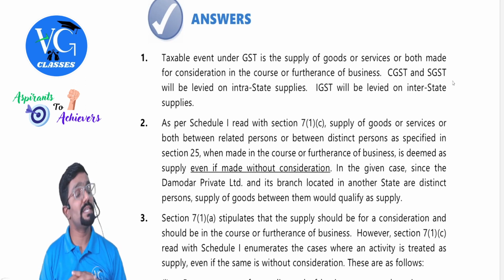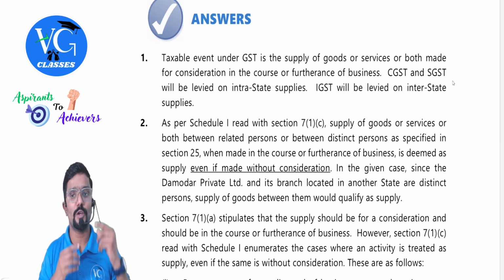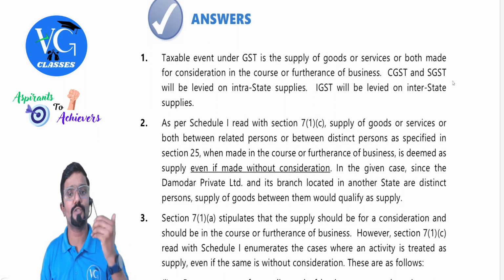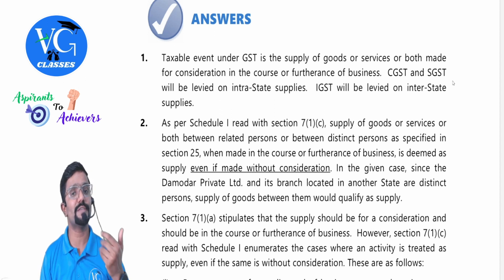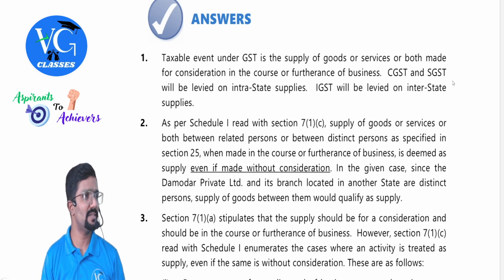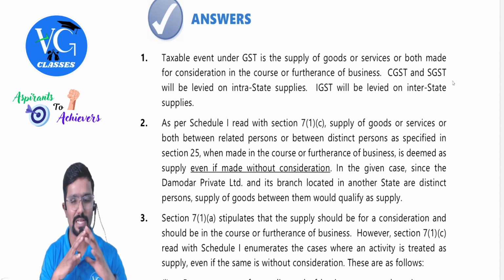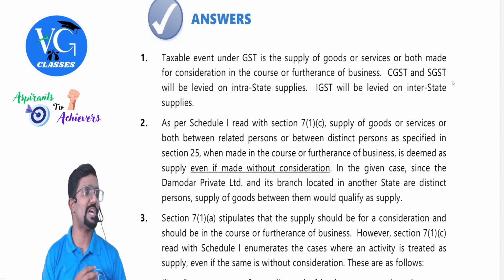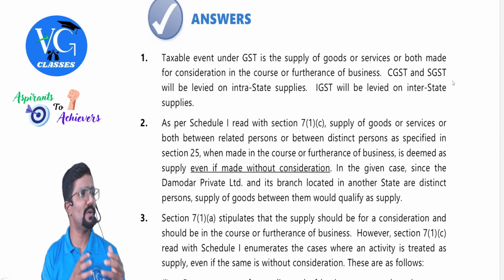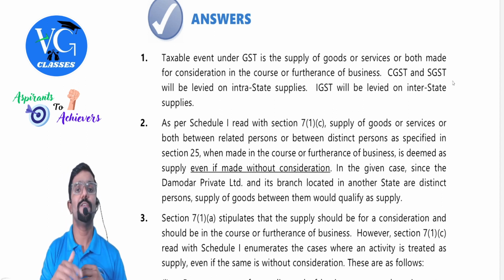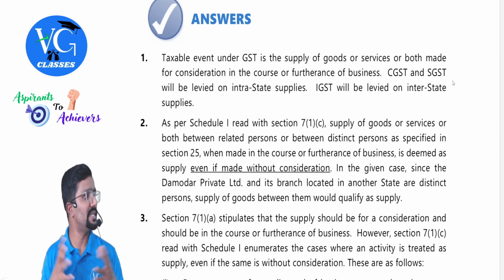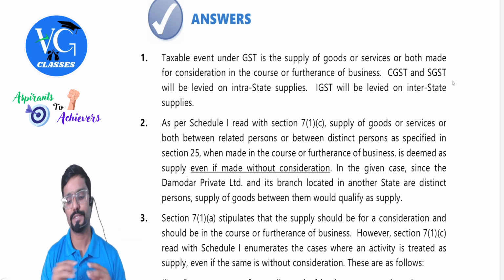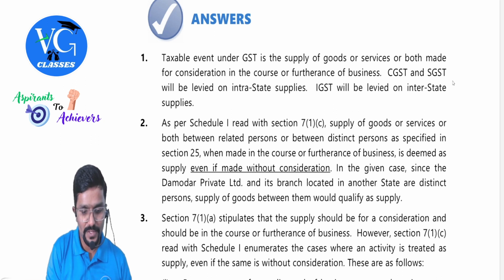Taxable event under GST is the supply of goods or services or both made for a consideration in the course or furtherance of business. CGST and SGST will be levied in case of intrastate supply and IGST will be levied on interstate supply. Guys, chances of asking such a simple question are very less. But even if they just ask for 1 or 2 marks, you will write this much. If they ask for more marks, then you should also tell what is intra, what is inter and all. Clear? We are done with this.